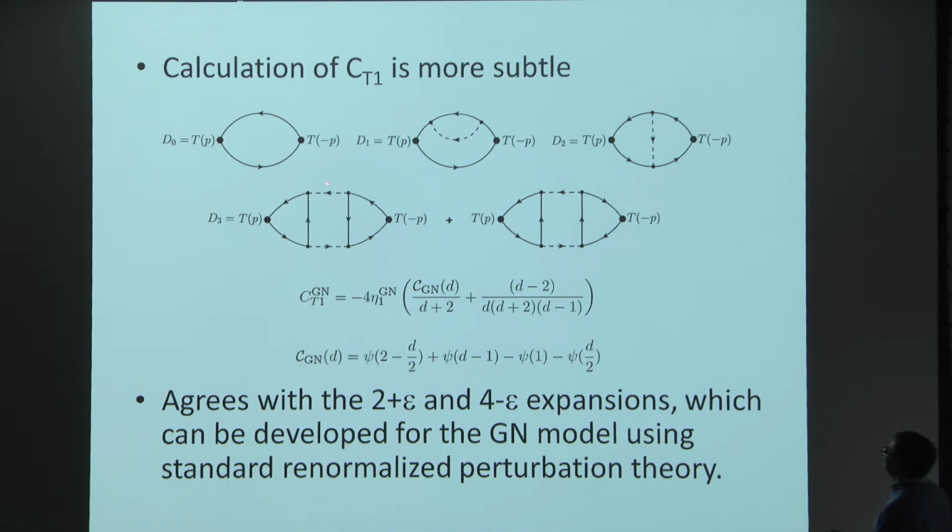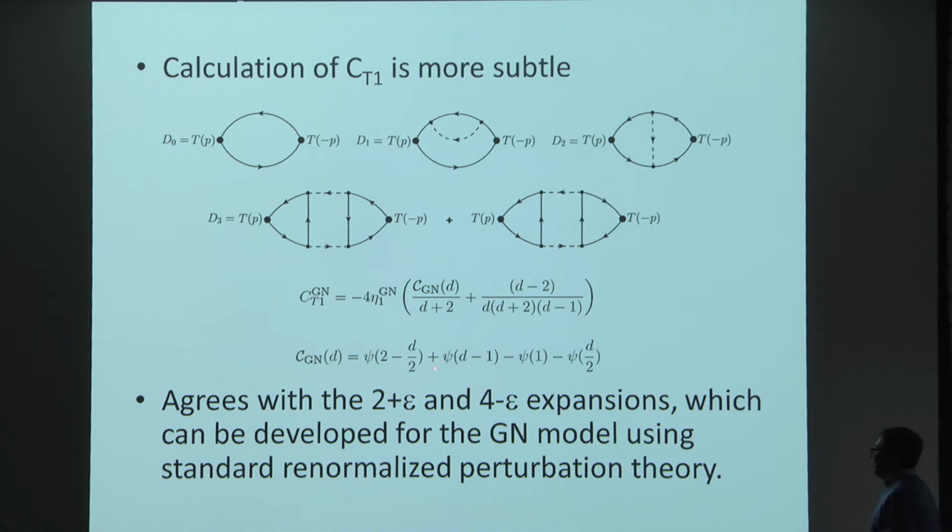And C_T1 is more complicated. In addition to these diagrams, there are also diagrams with two triangles, which I think in the condensed matter literature are known as Aslamazov-Larkin diagrams. And they caused us a lot of pain. It introduces a host of other complications, which I will not go into, but my collaborators persevered and pushed through these calculations. And then the result turned out to be this for the GN model.